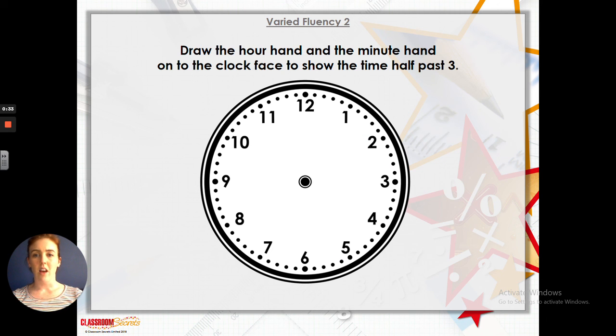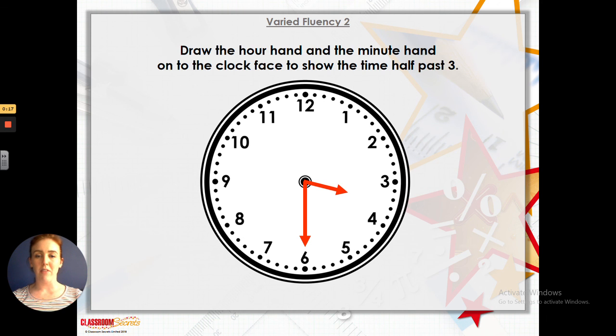Okay. On this one, I've got to draw the hour hand and the minute hand on the clock to show the time 3:30. So for 3:30, I need the minute hand at the 6 and the hour hand just past the 3. There we go.